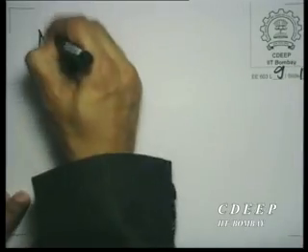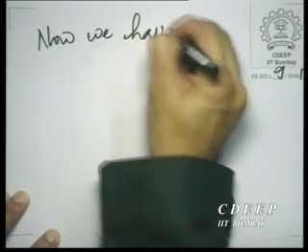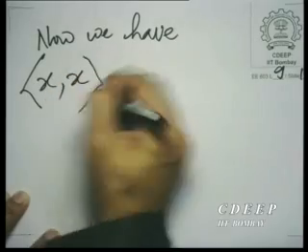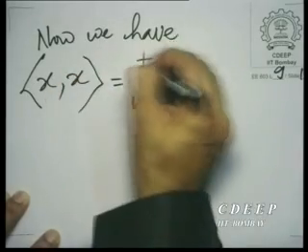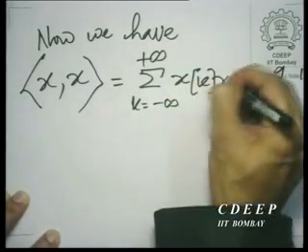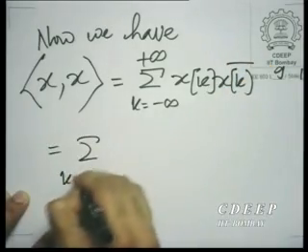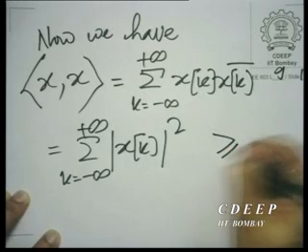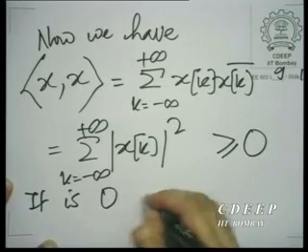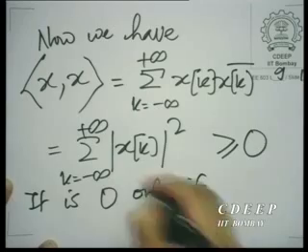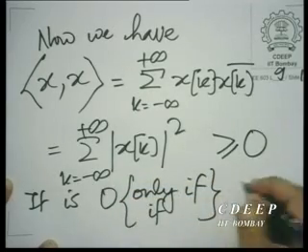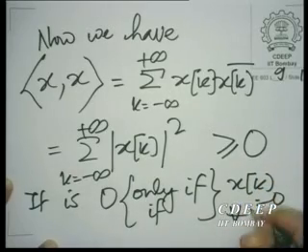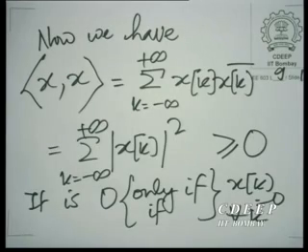Now, of course, once we have done this, we have taken care of the problem. So now we have the inner product of x with x equal to summation k going from minus to plus infinity x_k times x_k complex conjugate, which is summation on k mod x_k squared. This is of course greater than or equal to 0. It is 0 only if, in fact if and only if, x_k is equal to 0 for all k. Unless each of those terms is 0, this cannot sum to 0, because each term there is non-negative.